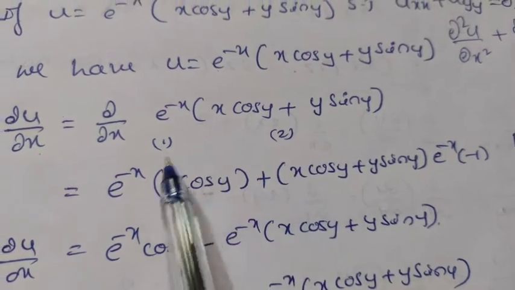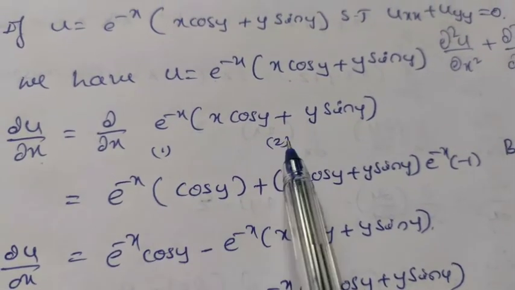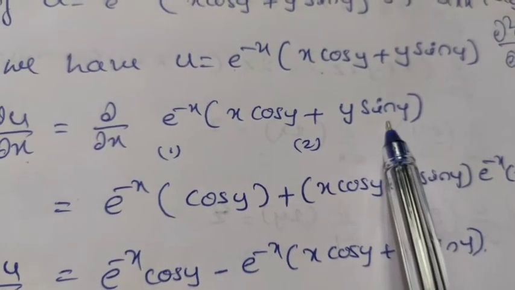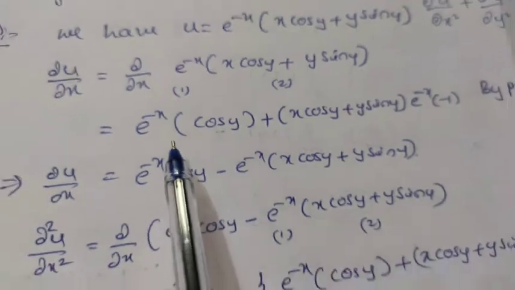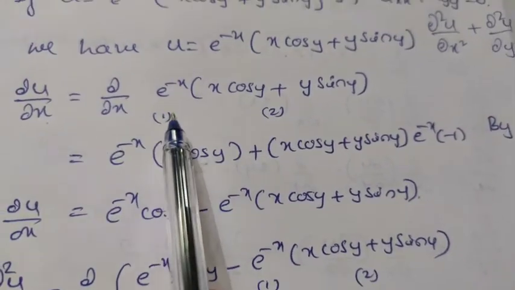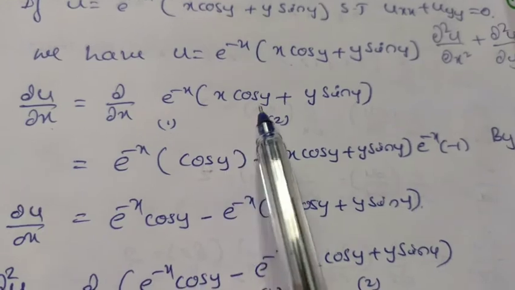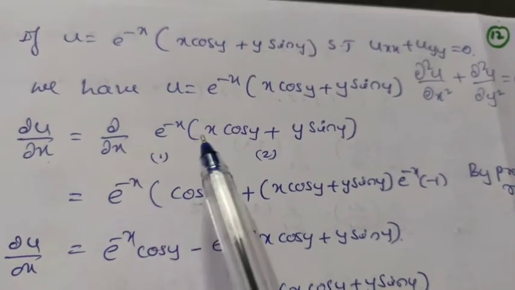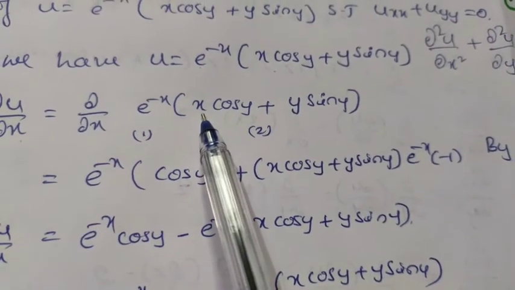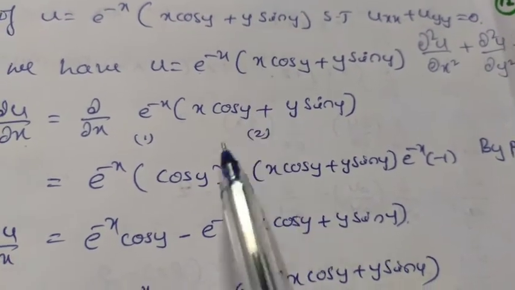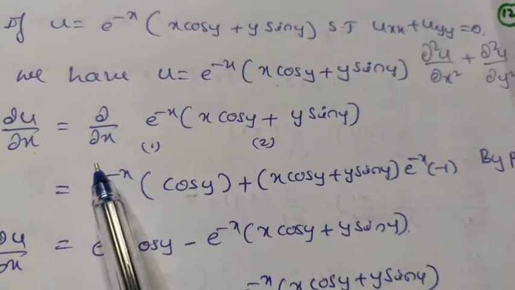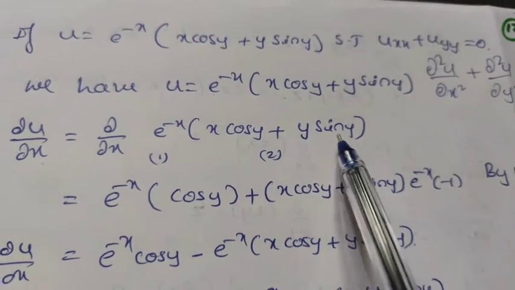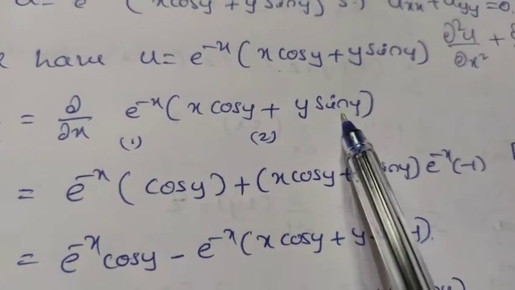Here it is a function of two variables, so it is a product of two functions. e raised to minus x is one function and x cos y plus y sin y is another function. Apply the product rule for differentiation. First function as it is, times the derivative of x cos y plus y sin y with respect to x partially. With respect to x means only x is variable. This cos y as it is is constant, so constant as it is, the derivative of x with respect to x is 1. Then this y sin y is again constant, the derivative of a constant is 0.